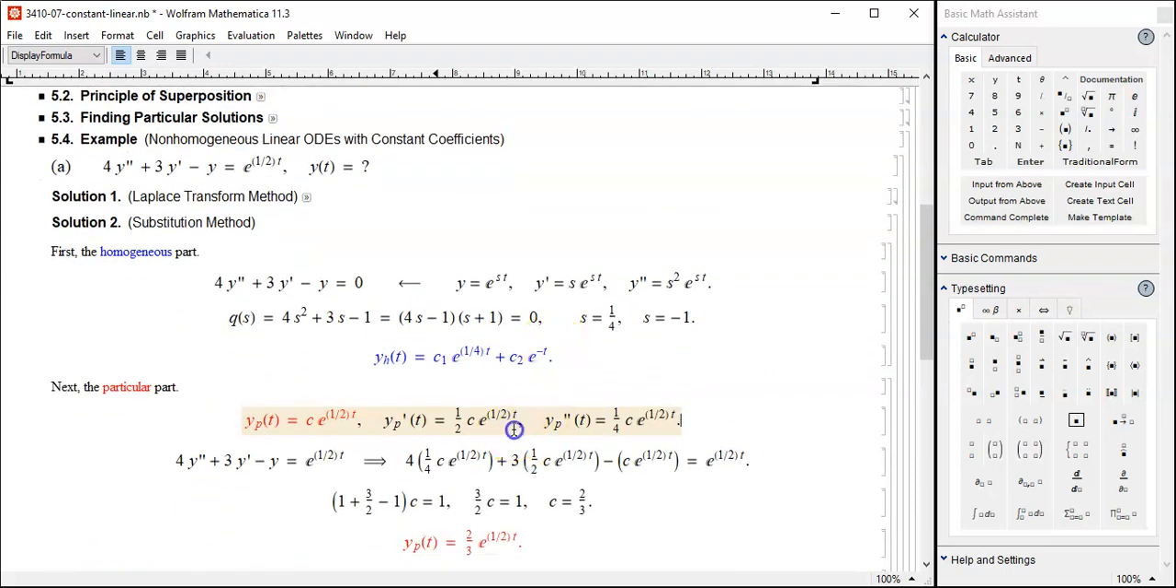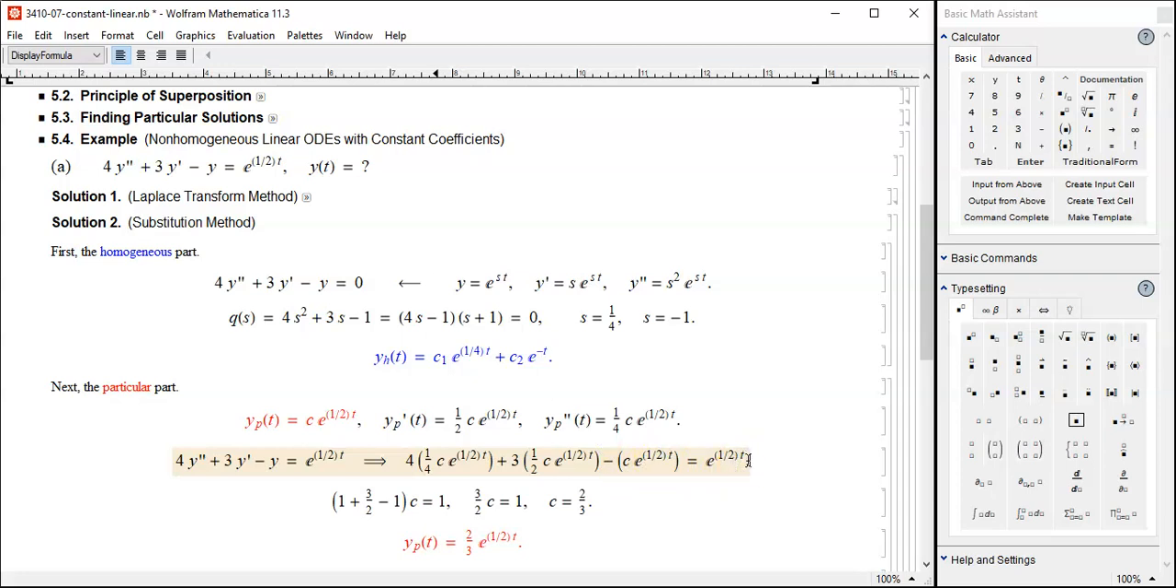And then calculate the first derivative and second derivative. Plug everything into the original equation. See what happens. Y prime is this, so that goes here. That was y double prime, the second derivative. Y prime, the first derivative, is this, and that goes here. And then the original goes there.